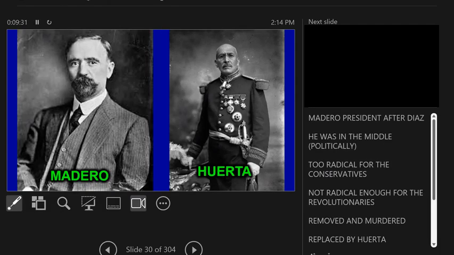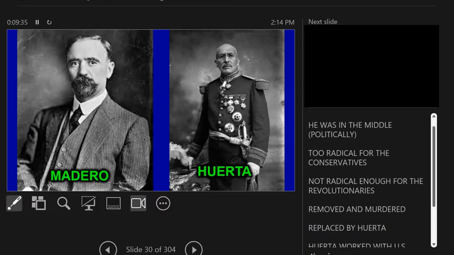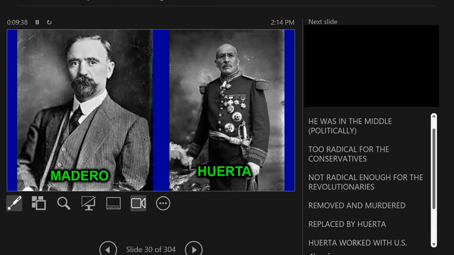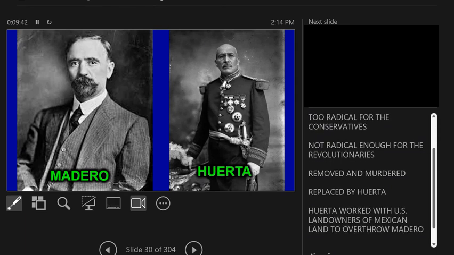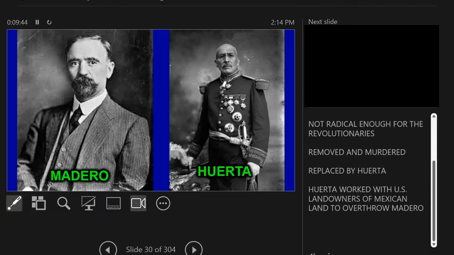Also, I want you to know these two guys. Madero, he was the president after Diaz. And he was in the middle politically. He was too radical for the conservatives, but he wasn't radical enough for the revolutionaries. So he was removed from power and he was murdered. And he was replaced by Huerta. And Huerta worked with the U.S. landowners of Mexican land to overthrow Madero.